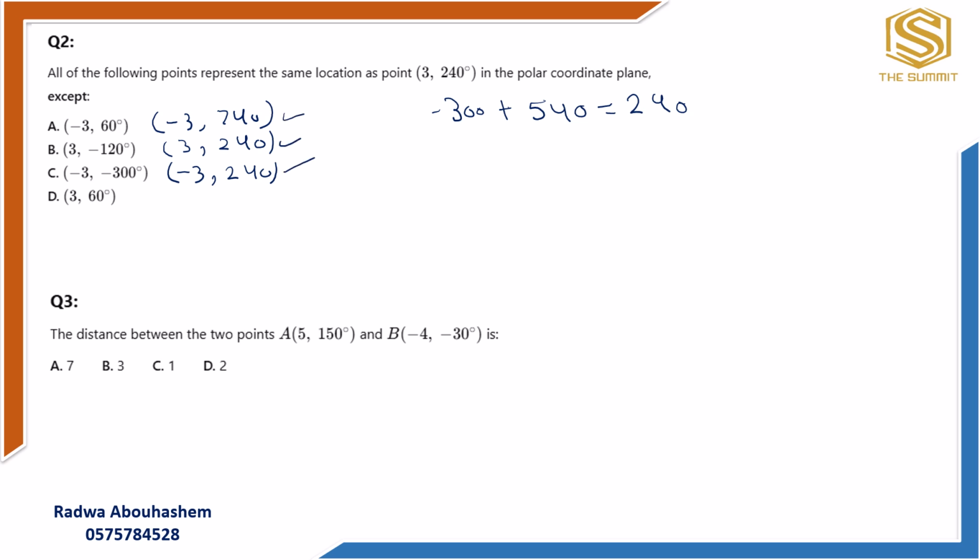Now this one, 3 and 60, actually, this one is in the first quadrant and this one is in the third quadrant. So obviously it's not the same.